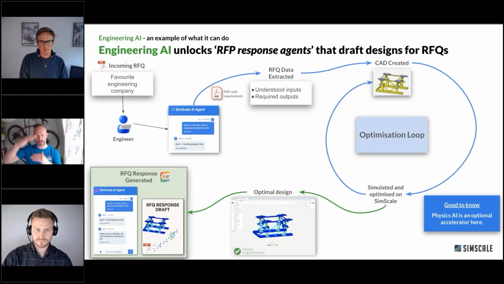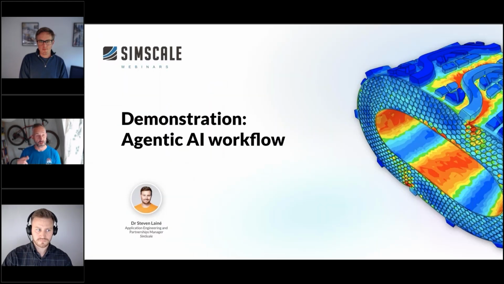So that's why I see engineering AI as kind of above, because physics AI is kind of a microcosm of that, and it can really speed up the optimization if we want it to. Now, again, I'll hand back to Steve, who'll show you this in action.